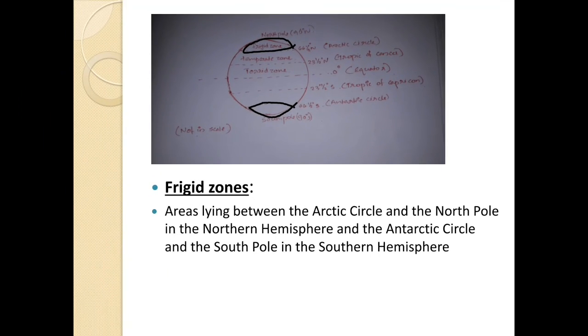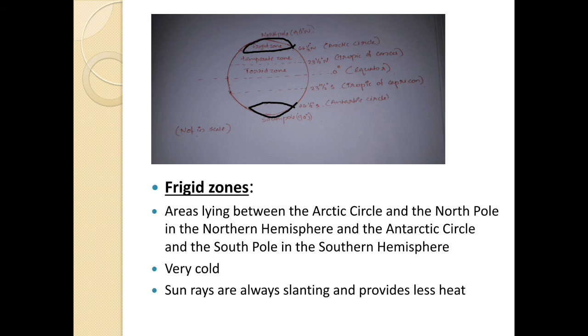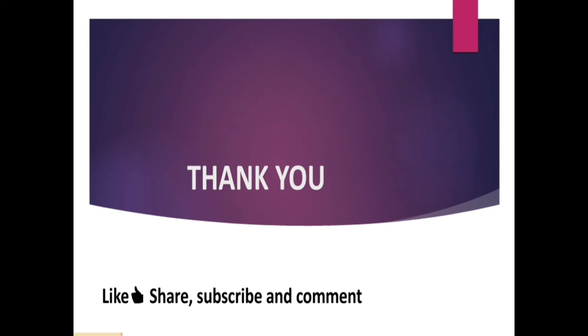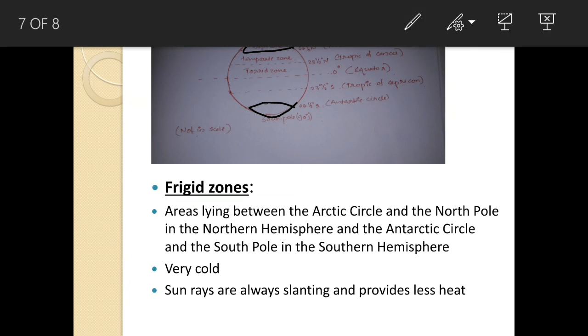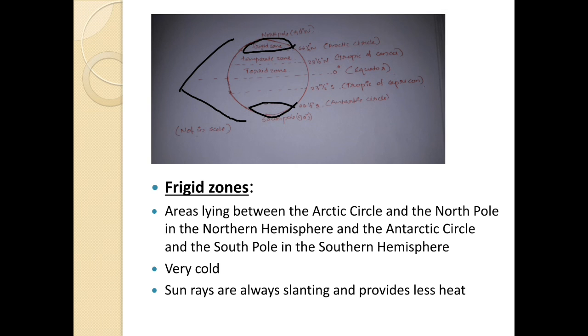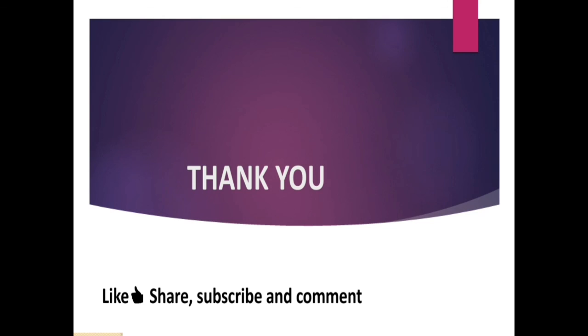This region is very cold because the sun rays are always slanting and it provides less heat. These sun rays are always slanting, and they receive only less heat, so the temperature is very cold.